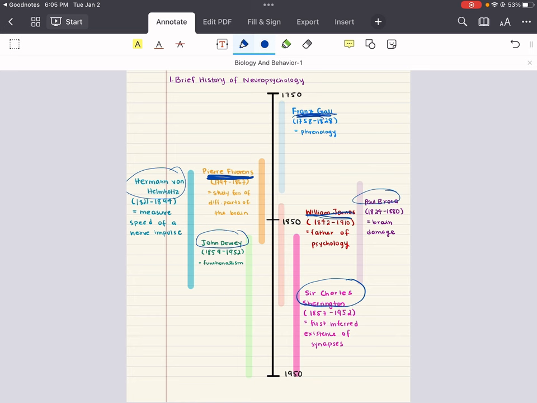With that, we have completed our third objective. I'm going to go ahead and stop the video here. In the next part, we're going to continue with our fourth objective, which is on parts of the forebrain.